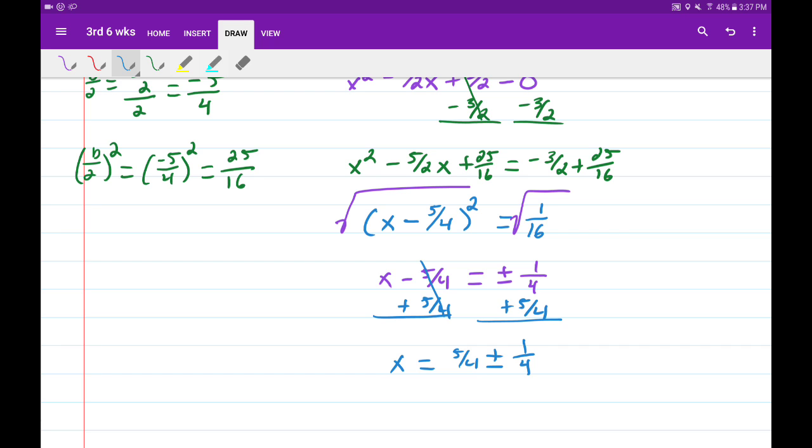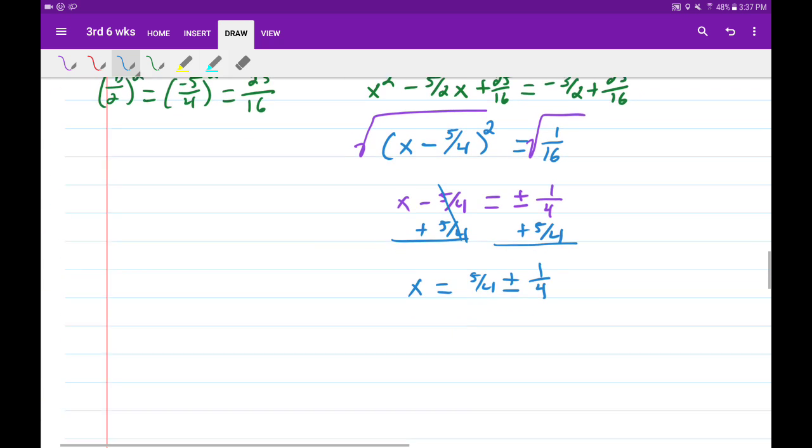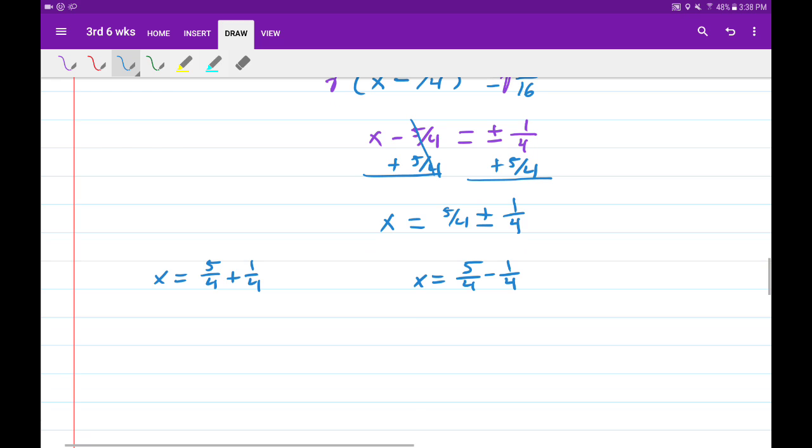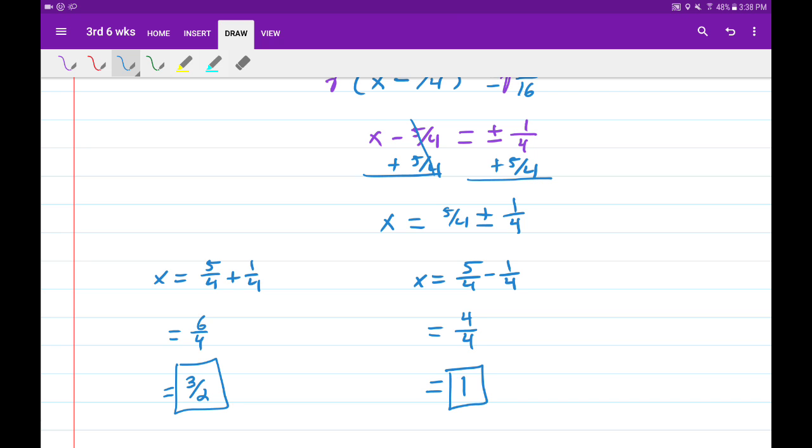Now here I don't have any radicals, so I can combine these two fractions. I can combine 5/4 plus 1/4 and 5/4 minus 1/4, and that's what I'm going to do. So I'm going to take x equals 5 over 4 plus 1/4, and then x equals 5 over 4 minus 1/4. All right, so I got both the plus and the minus there. And then I just work them out and simplify. So 5/4 plus 1/4 is 6/4, which is just 3 halves. And on this one, 5/4 minus 1/4 is 4 over 4, and same over the same is a 1. And that's all.